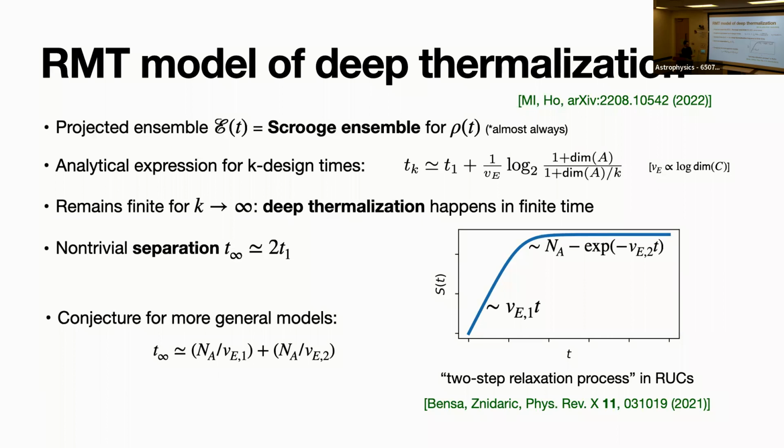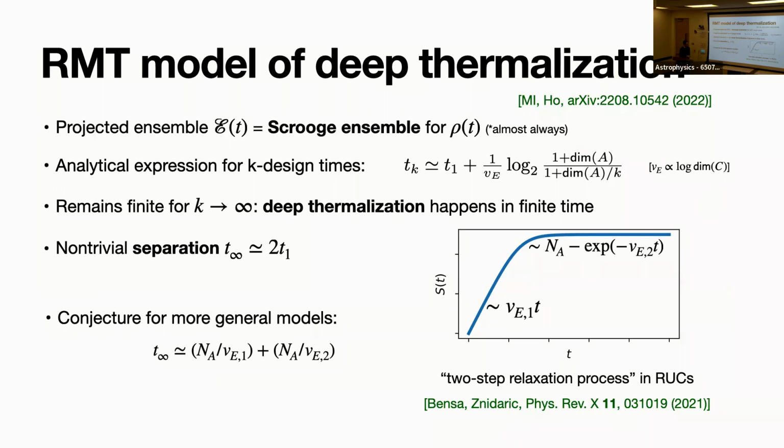It would have to do with this recently discovered two-step relaxation process in random unitary circuits, which is basically the following statement. You start from a disentangled state and let it evolve under a random unitary circuit, the entanglement entropy between two subsystems initially grows linearly in time with some entanglement velocity. It gets pretty close to maximum, and that's when you conventionally say, okay, I'm thermalized. But after that, it keeps getting closer to the maximum with an exponential approach. And this exponential approach is generically controlled by a different quantity that we might call a second entanglement velocity, matter of notation. And in our model, these two numbers happen to be the same, but they don't have to be.